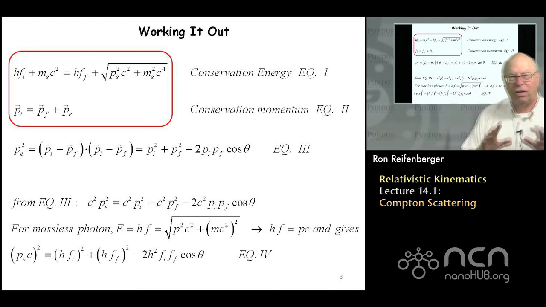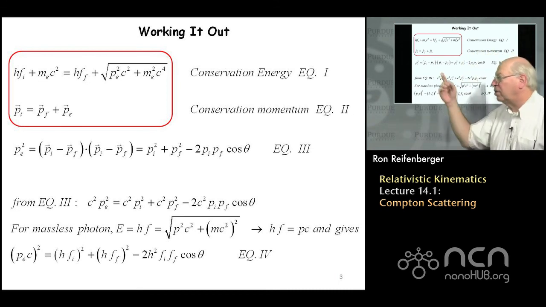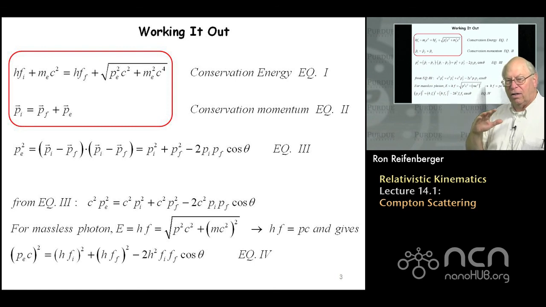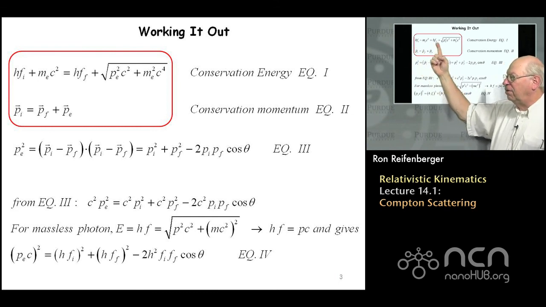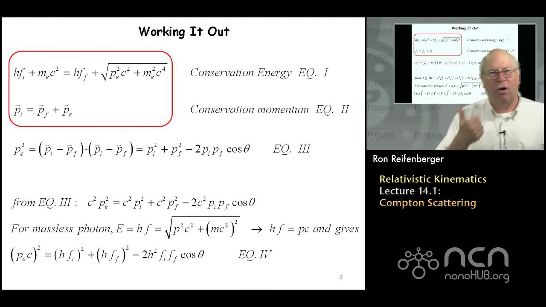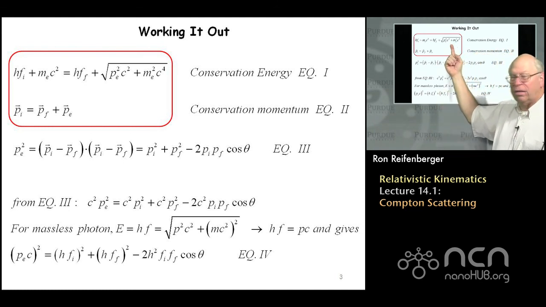Now, of course, classically, the expectation was that the incident photon energy and the exiting photon energy were identical. So classically, everyone expected this to be a zero energy loss proposition. The photon in and the photon out had exactly the same energies. What Compton was able to show, of course, was that was not true. You actually had to take into account the relativistic energy carried away by this electron.